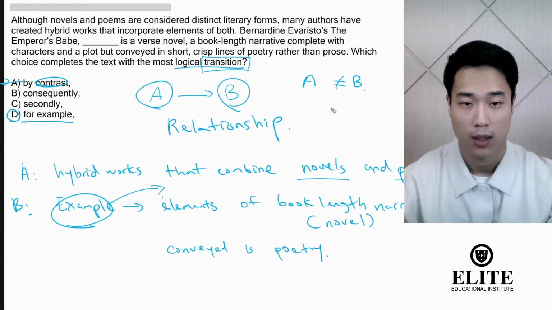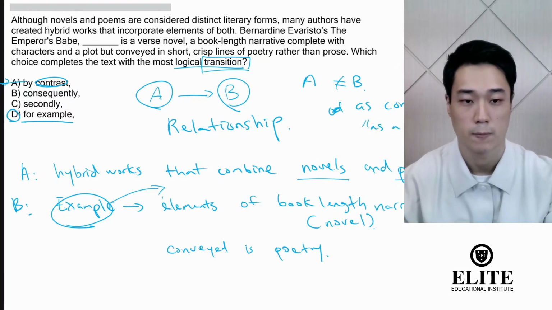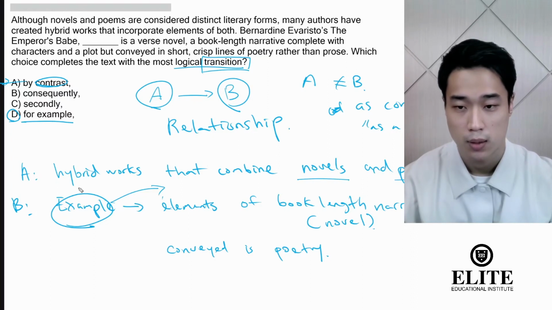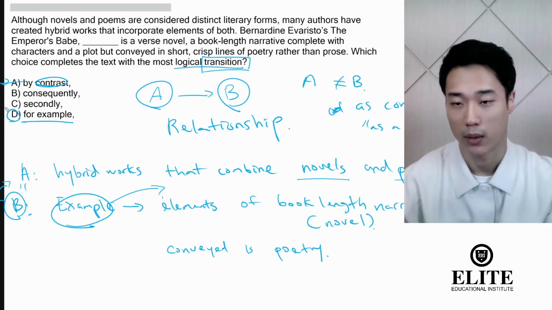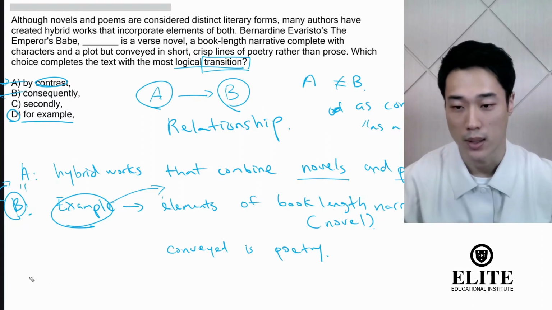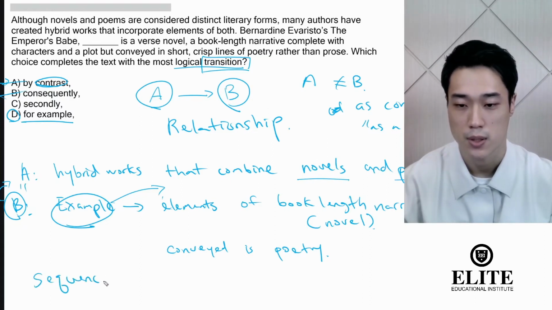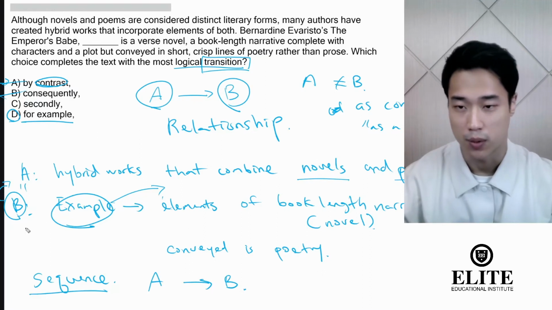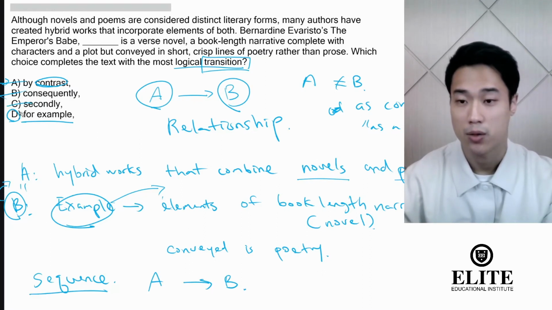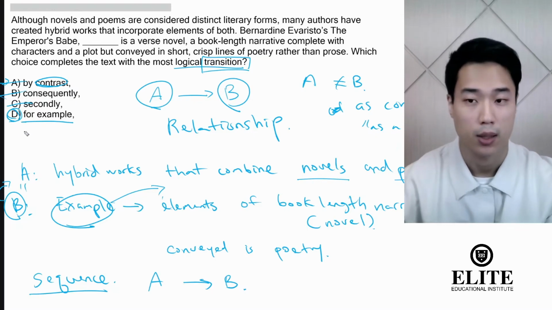Consequently implies as a consequence, or as a result of. But this is not a result of. B doesn't result from A. They are basically the same thing, so there is no consequence. Secondly is an indicator of sequence, so there has to be one thing followed by another distinct item. But there is no sequence here, similar to what B suggests, and therefore we can be 100% sure that D is our answer.